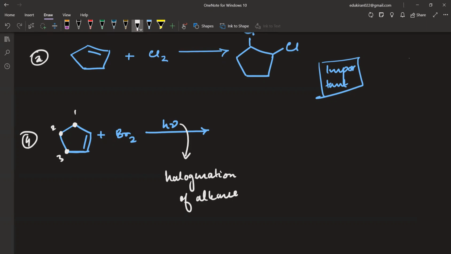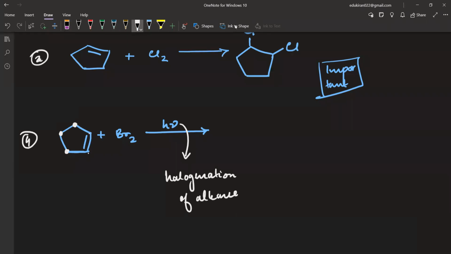Right. So sp3 carbons, that means these are alkanes. Correct. If I just talk about this carbon, it is a saturated carbon atom. This is unsaturated, but this is saturated. So what can happen? This can act as a substrate for halogenation of alkene.